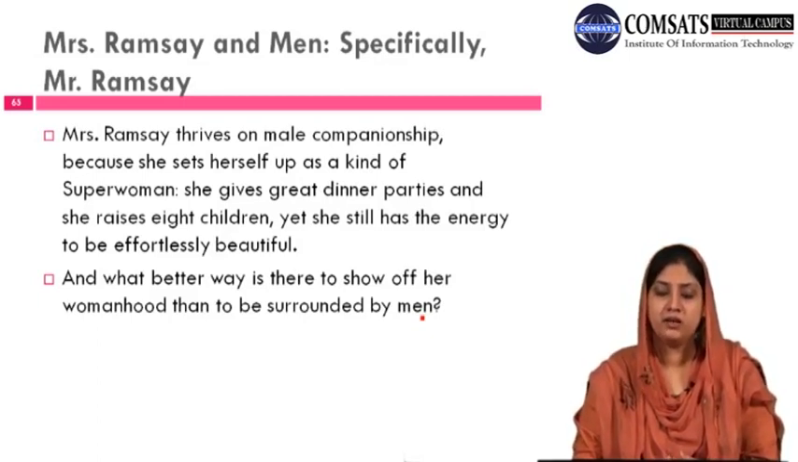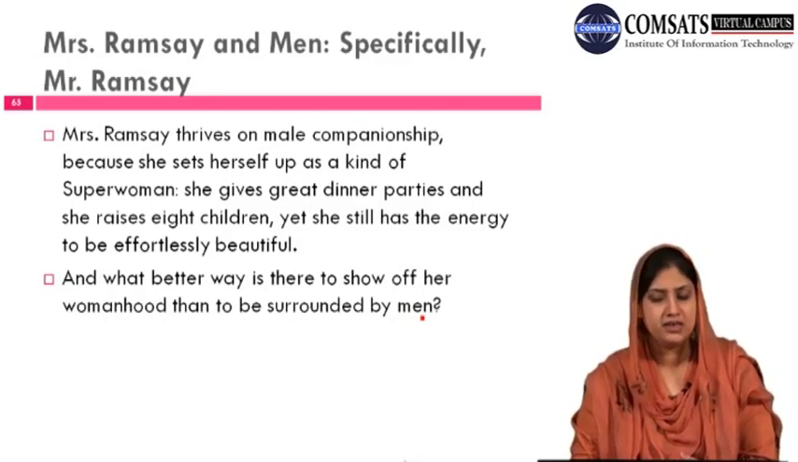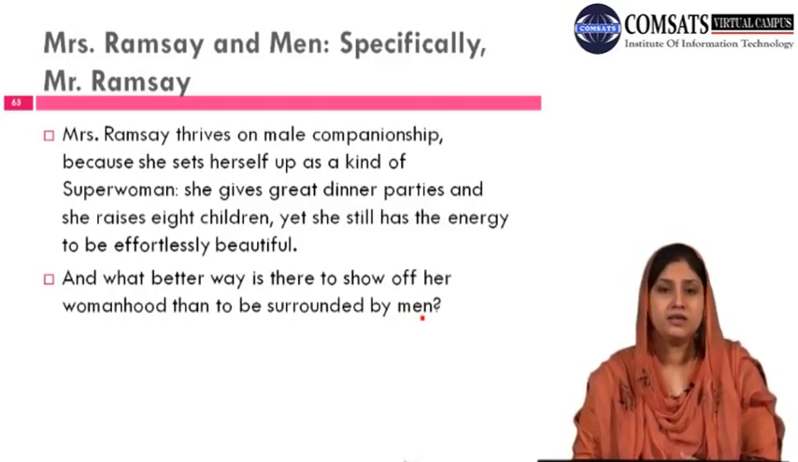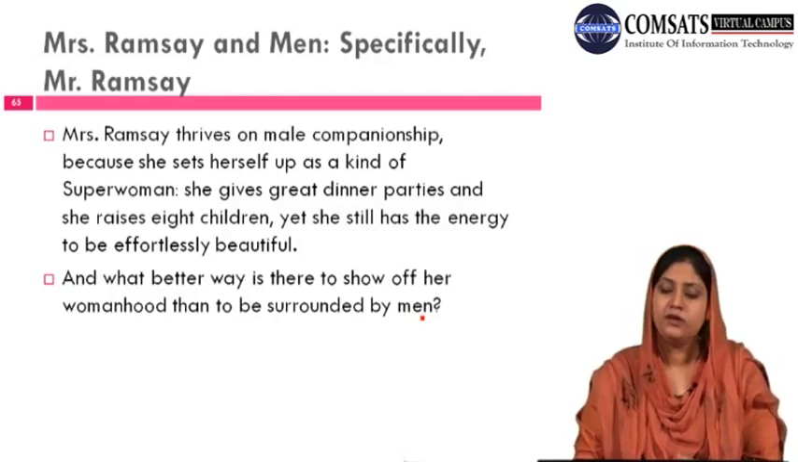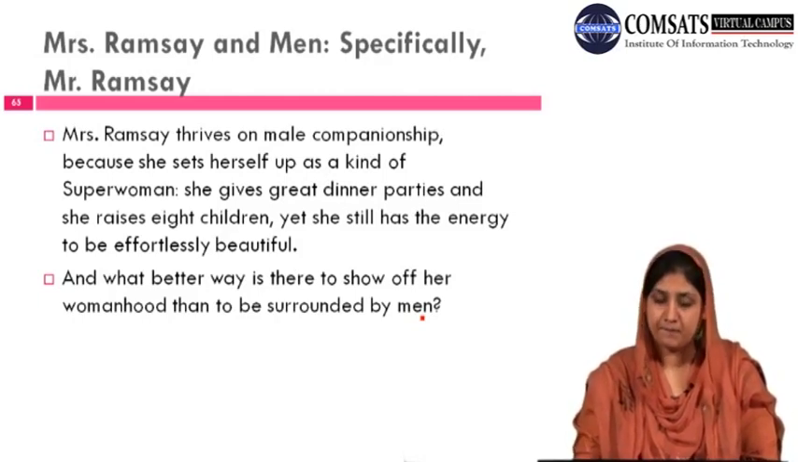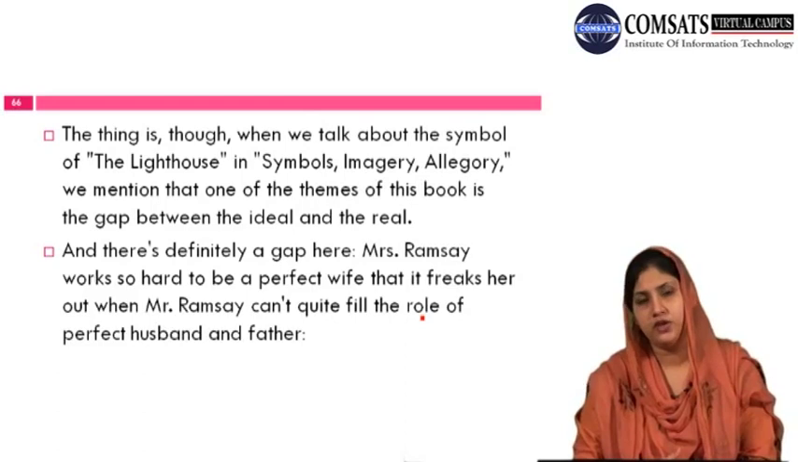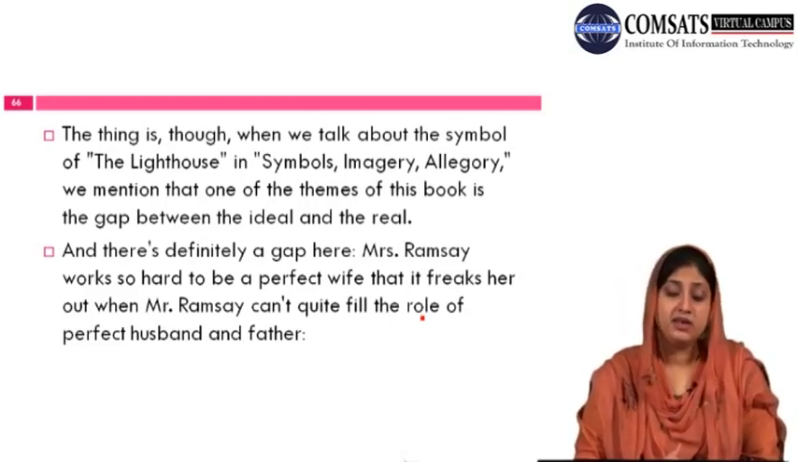Mrs. Ramsey thrives on male companionship because she sets herself up as a kind of superwoman. She gives great dinner parties and she raises eight children, yet she still has the energy to be effortlessly beautiful. And what better way is there to show off her womanhood than to be surrounded by men? The thing is, though, when we talked about the symbol of the lighthouse and symbols, imagery, allegory, we mentioned that one of the themes of this book is the gap between the ideal and the real, the gap between reality and fantasies. And there's definitely a gap here.